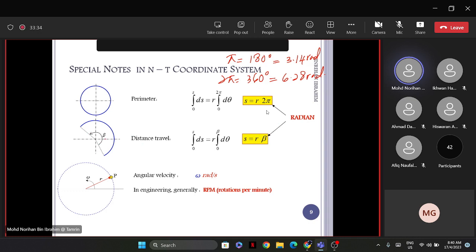Distance travelled, let's say we have these sections. The distance travelled ds is equal to r d theta. So s is equal to r beta. So this one is s. From here to here is s. So s is equal to r multiplied by the angle of this, equal to beta. R multiplied by beta, we get this distance travelled s.